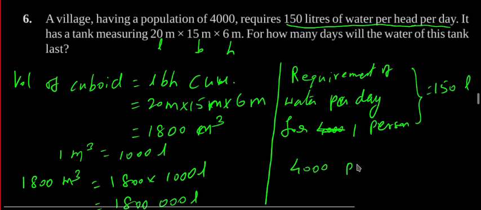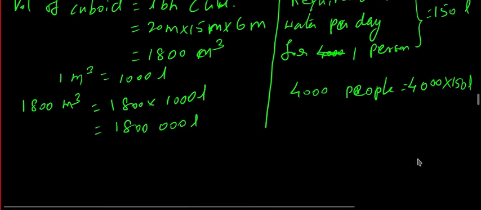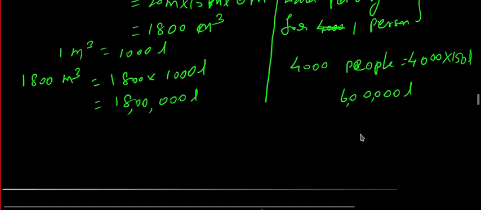For 4000 people, we have to multiply, no? So, 4000 into 150 liters. So, let me multiply. 15 fours are 60. And here already how many zeros? 4 zeros. 1, 2, 3, 4. Okay. So, 6 lakh liters. Here 18 lakh liters is the total capacity. Per day how much water is required? 6 lakh liters. Okay. So, we need to find for how many days this water will last.